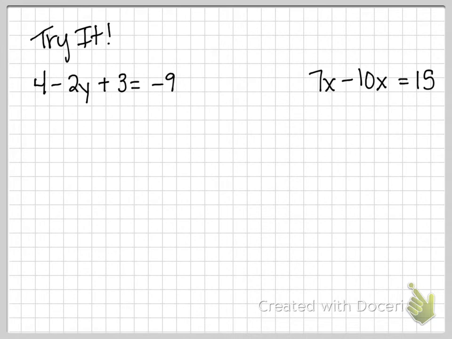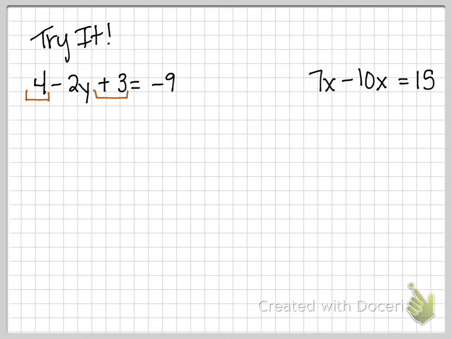Go ahead and pause the video if you want to try these on your own, and then check back to see how you did. Starting with this first one on the left, my like terms are my constants. We only combine the like terms on one side of the equation. If we move across the equal sign, we have to do inverse operations. So we just combine on the left side here.